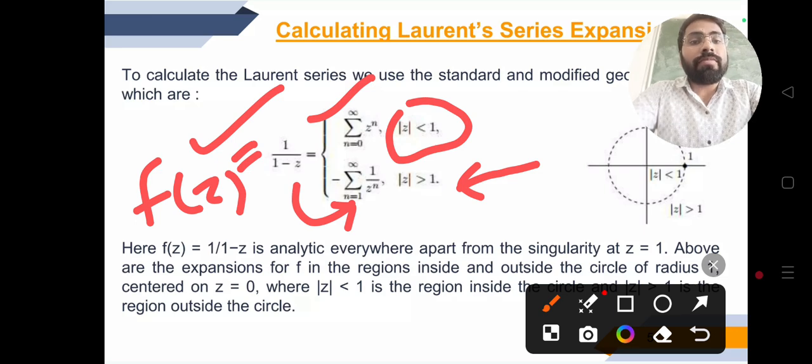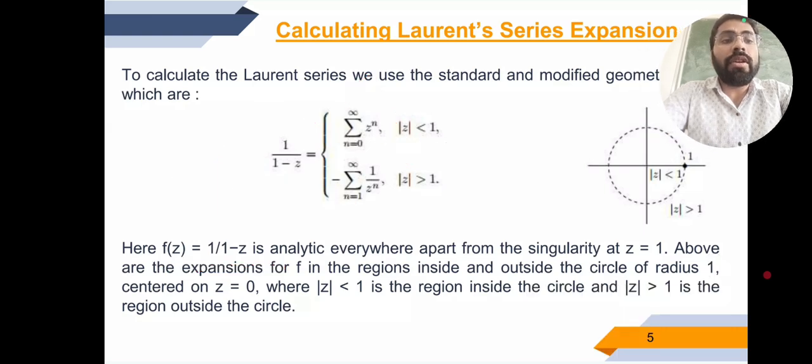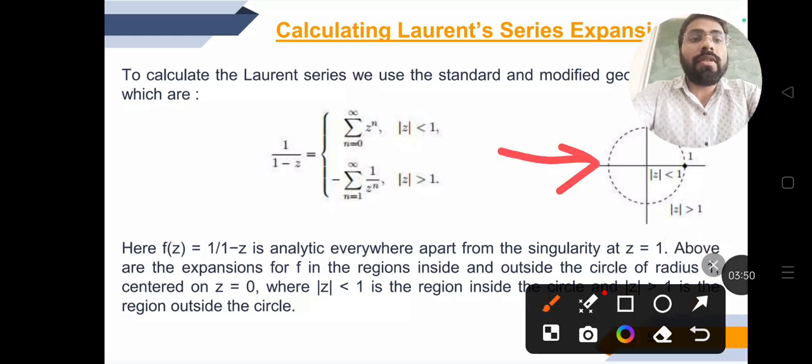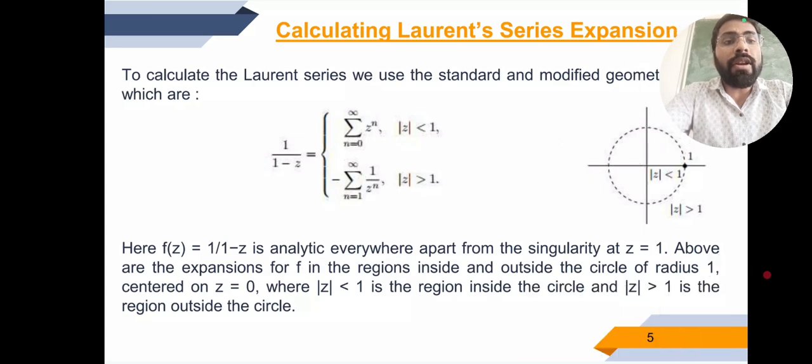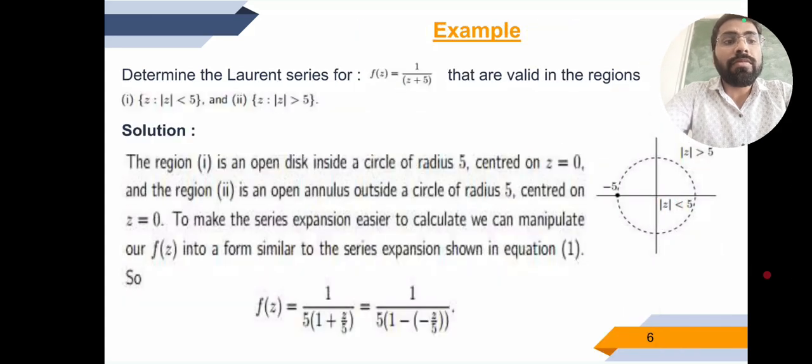So basically f of z is not analytic at z is equals to 1 because it is not defined at z is equals to 1. But outside the region and inside the region it is analytic everywhere. Here we have the diagram also. So this is the outside of the region and this is the inside of the region. So it is analytic everywhere inside and outside, but it fails to be analytic at exactly z is equals to 1. So we are having Lorentz series expansion at z is equals to 1 of this function f of z.